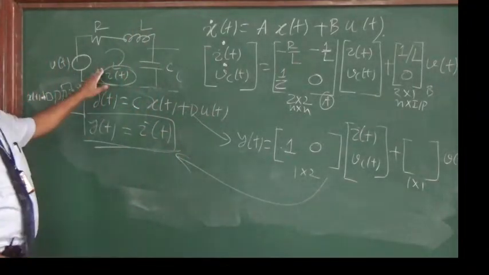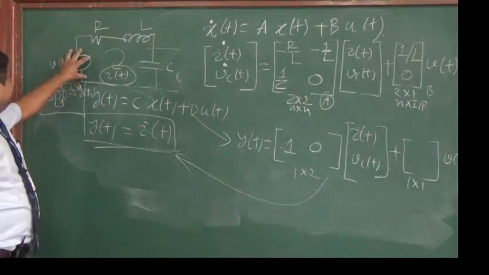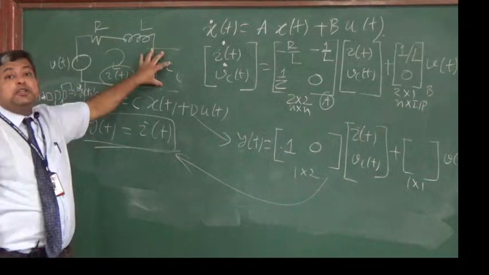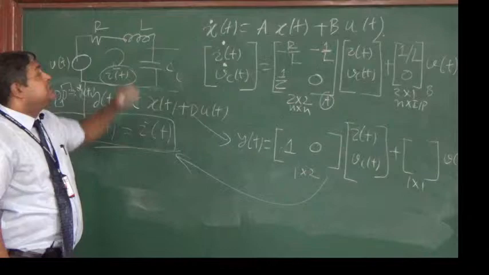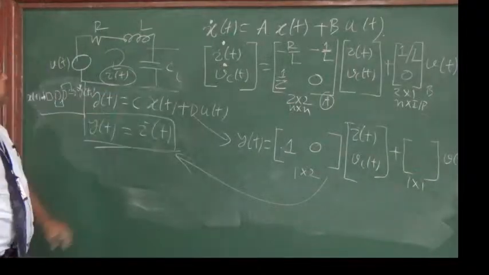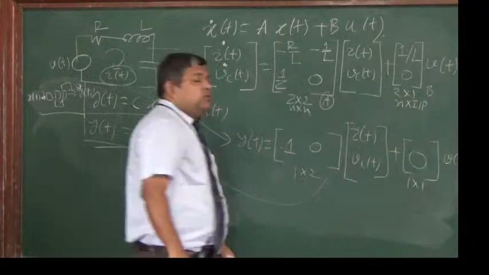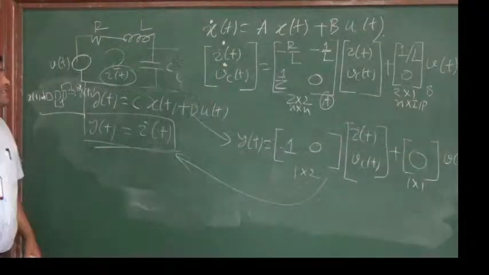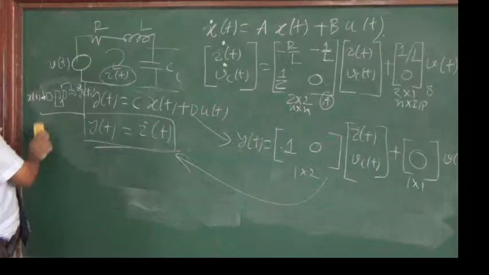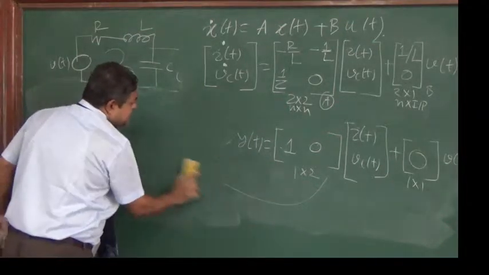But this system is not like that. This V(t) is not directly connected to the output. What is the output? The output is nothing but i(t). So there is no direct connection. That's why in this case D will be equal to 0. So the D matrix is not present here. So this is the state variable representation of the system, a second order system.